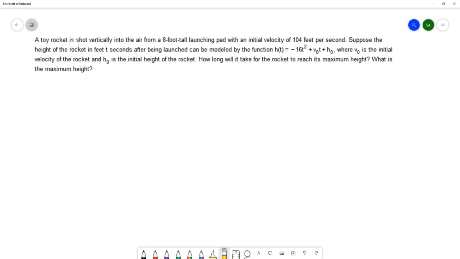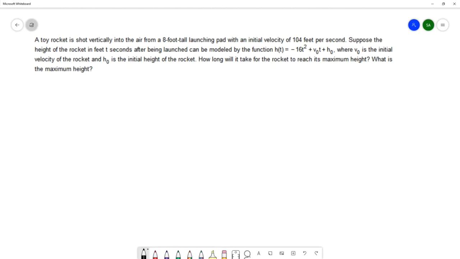A toy rocket is shot vertically into the air from an 8-foot tall launching pad with an initial velocity of 104 feet per second. Suppose the height of the rocket in feet t seconds after being launched can be modeled by the function h of t equals negative 16t squared plus v naught t plus h naught, where v naught is the initial velocity of the rocket and h naught is the initial height of the rocket. How long will it take for the rocket to reach its maximum height, and what is the maximum height?